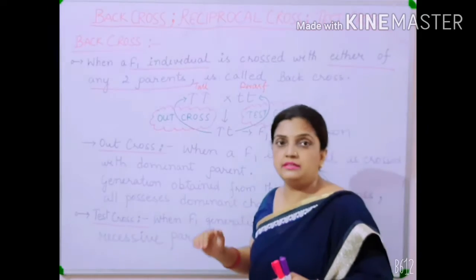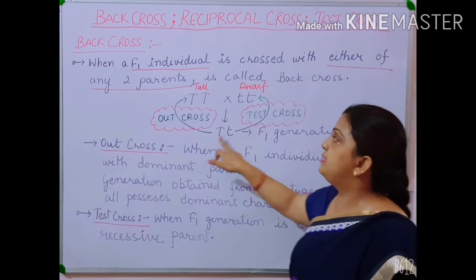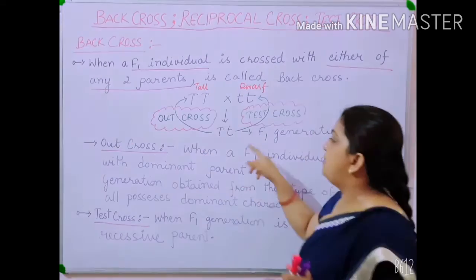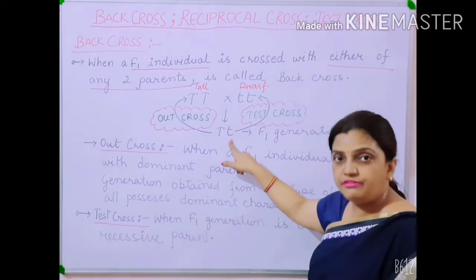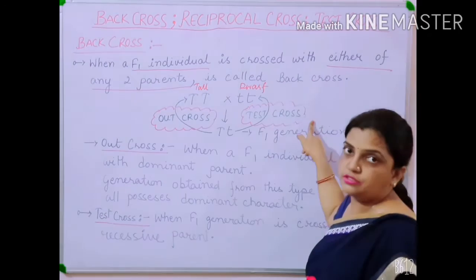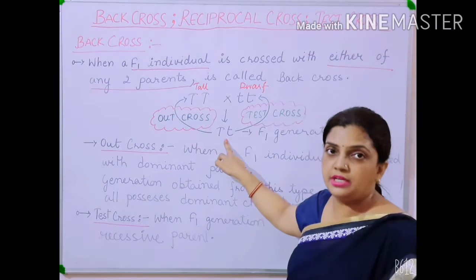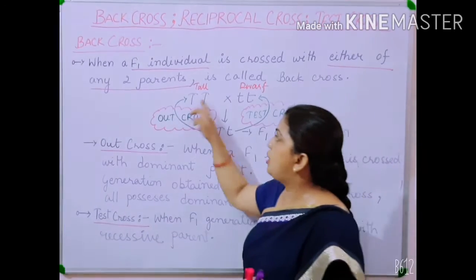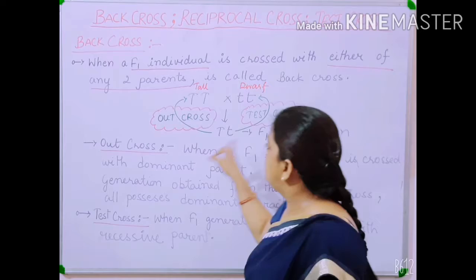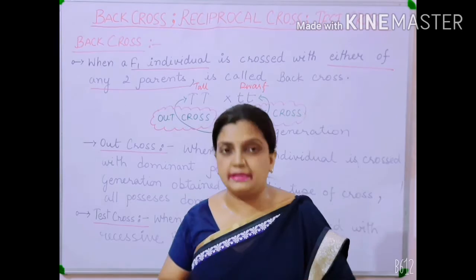I hope the difference is clear with this diagram, with this representation: when your F1 progeny is crossed with the dominant parent, it is called an outcross, and when the progeny of the F1 generation is crossed with the recessive parent, it is a test cross. Now always remember that when your F1 generation progeny is crossed with the dominant parent, the progeny obtained from this cross will all have the dominant character.